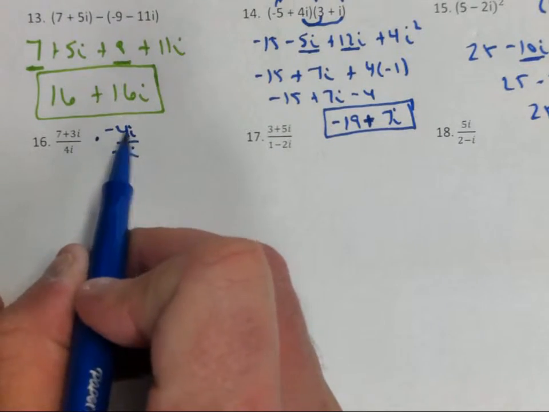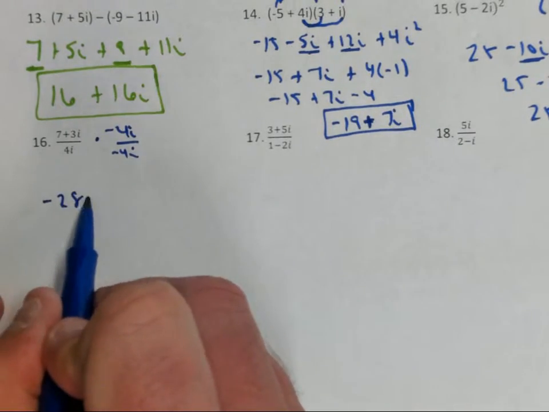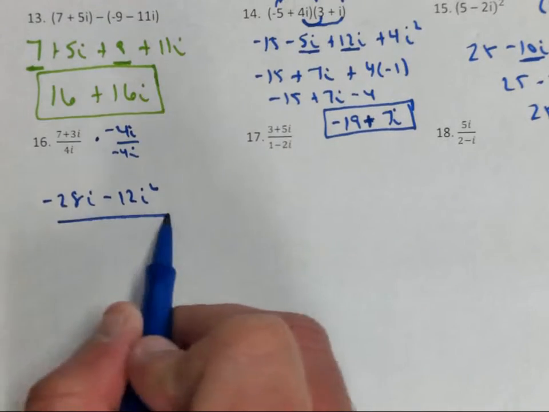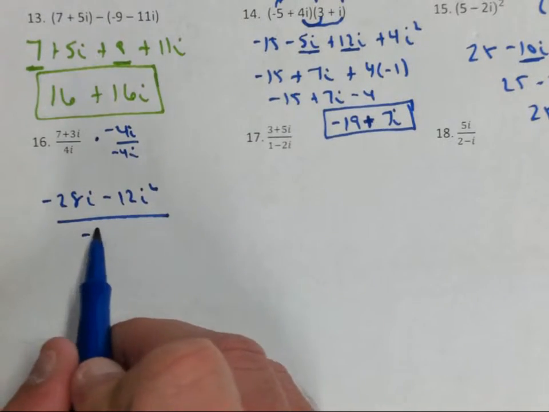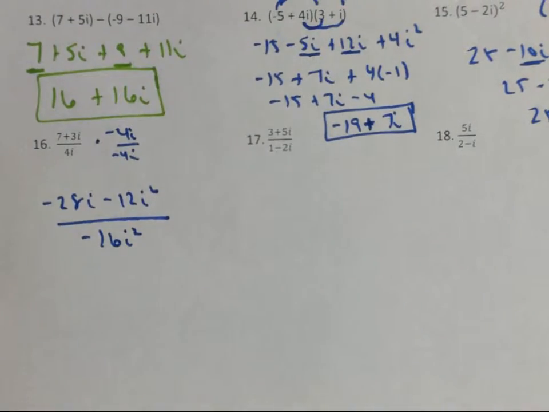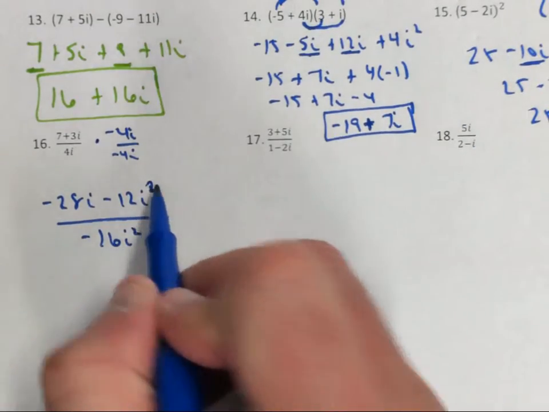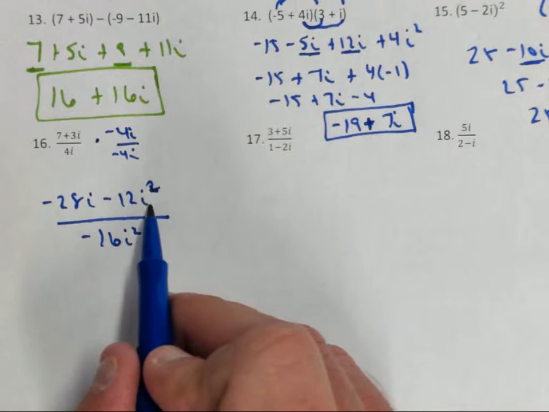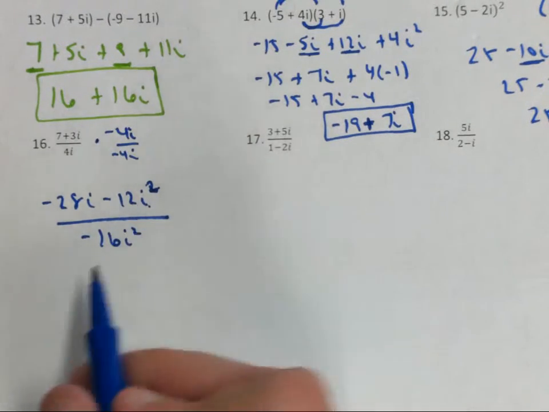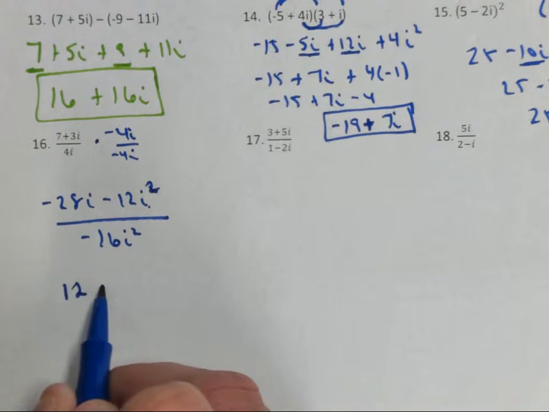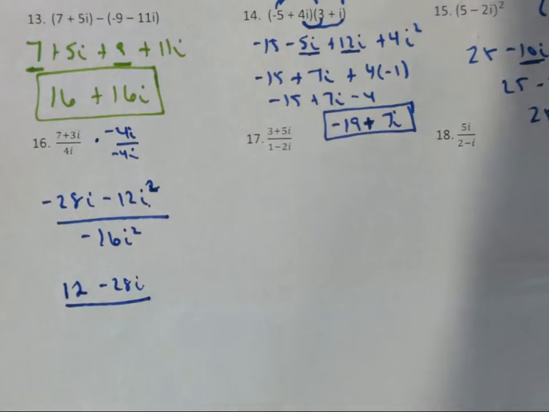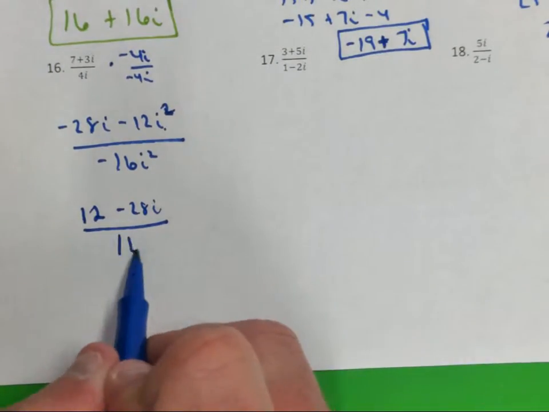Okay, so I'm going to distribute that. That times that would be negative 28i minus 12i squared. 4i times negative 4i is negative 16i squared. Okay, I'm going to clean that up. i squared is negative 1. Negative 1 times negative 12 is what? Positive 12. Negative 16 times negative 1 is positive 16.